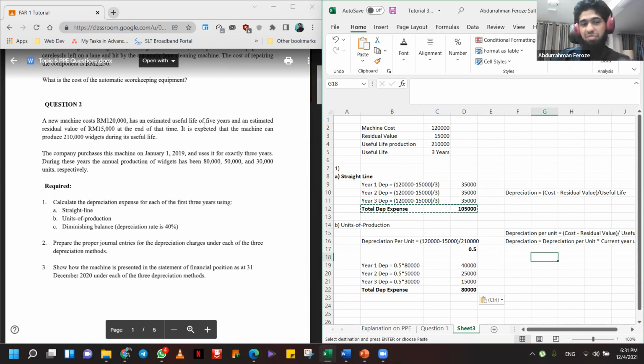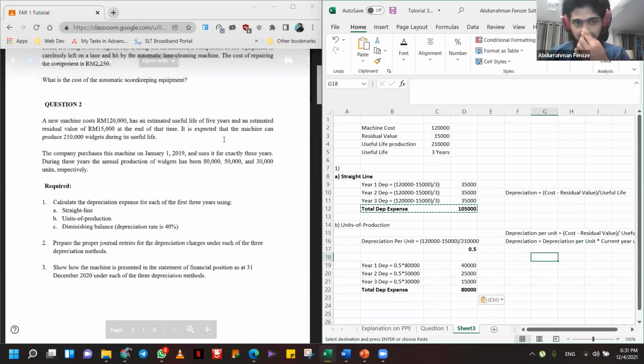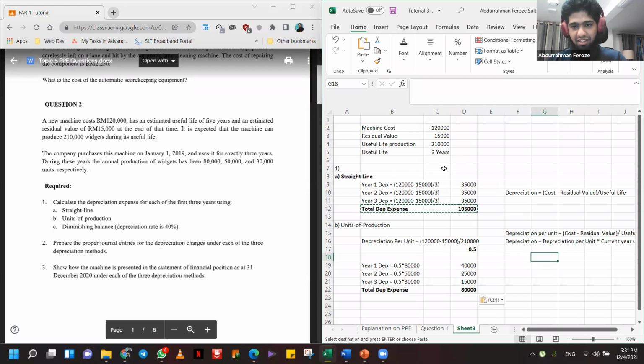So it is mentioned here, a new machine costs an estimated useful life of 5 years. Okay, I did not see that. My bad. Actually, this is 5 years, right? So then if this is divided by 5, how much would this be?